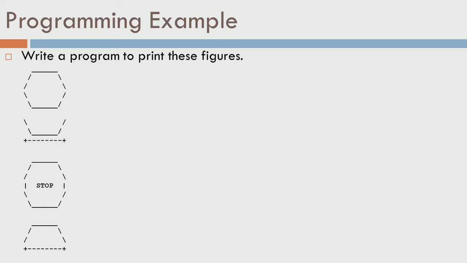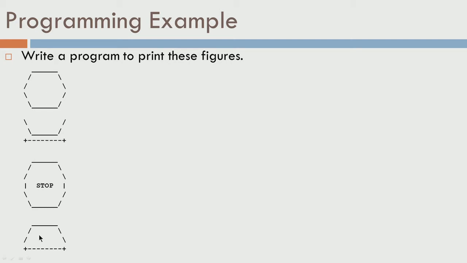To motivate this whole thing, I am going to give a small programming assignment to you. It is not a very hard assignment. I want you to go and write a program to print these figures. There is a hexagon looking thing at the left, and then there is something like a cup, there is a stop sign, and we will call this the hat. Let us call these the egg, the cup, the stop sign, and the hat.